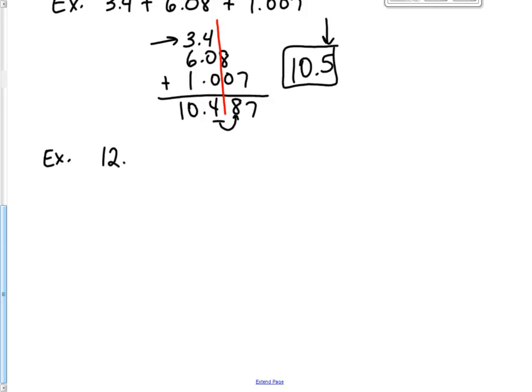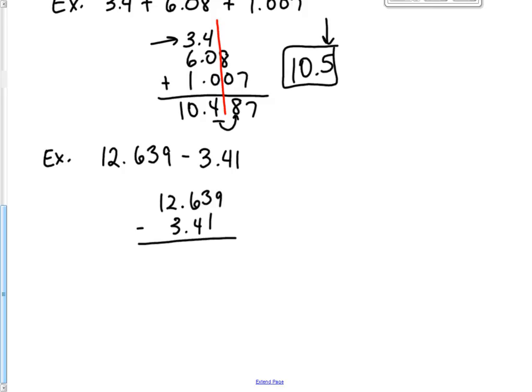Let's say we have 12.639, and we're going to subtract 3.41 from it. All right, 12.639 and 3.41. Subtract those. You're going to draw your line right there, okay, to the right of 3.41 because it only has 2 decimal places, and 12.639 has 3. And you're going to do your math. You subtract that and you get 9.229.